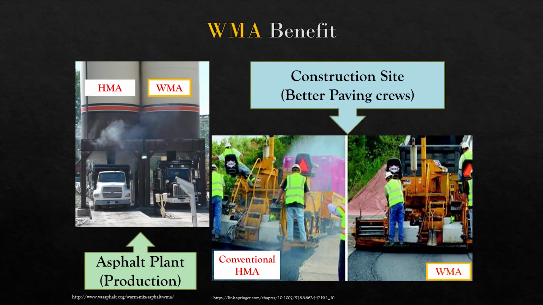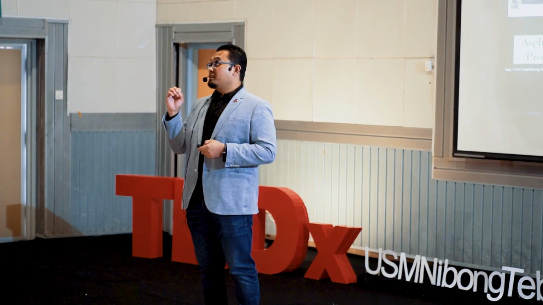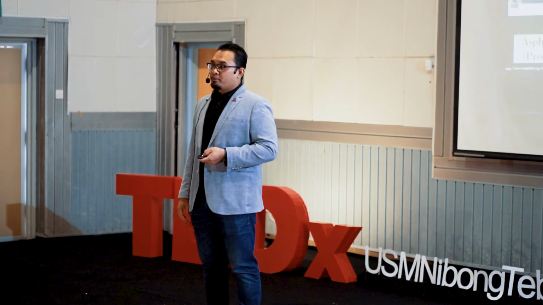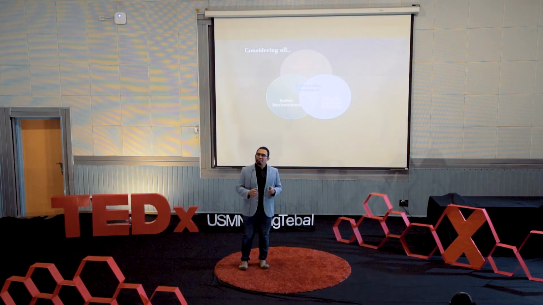If you want to know the benefit, I have a picture to show you what happened in the asphalt plant and what happened in the field. You see less smoke produced when you use WMA, warm mix asphalt. It is significant. It is good for the people in the vicinity as well as for the plant operators. Just think about the paving crew. Every day they're exposed to smoke, right? So warm mix asphalt can reduce the smoke by decreasing the temperature when they produce the pavement. When we consider all of this, we can make better pavement.